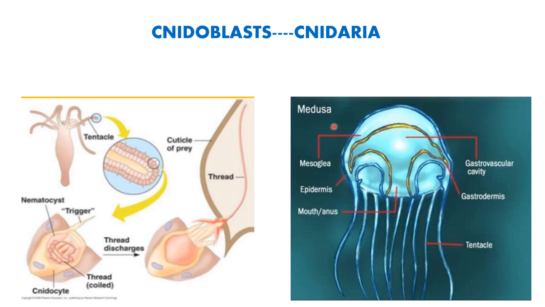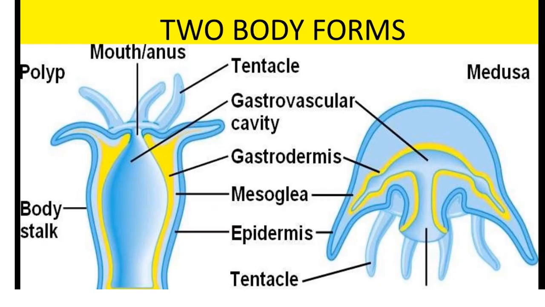This is the medusa form of the cnidarians, because cnidarians show two types of body forms, the polyp and the medusa. The medusa is the umbrella-shaped sexual form and the polyp is the cylindrical-shaped asexual form. Cnidarians exhibit alternation of generation. The asexual polyp produces the sexual medusa, and the medusa, the sexual part, produces the polyp, the asexual part. The development in cnidarians is indirect because they produce a free-swimming ciliated planula larva during their life cycle.